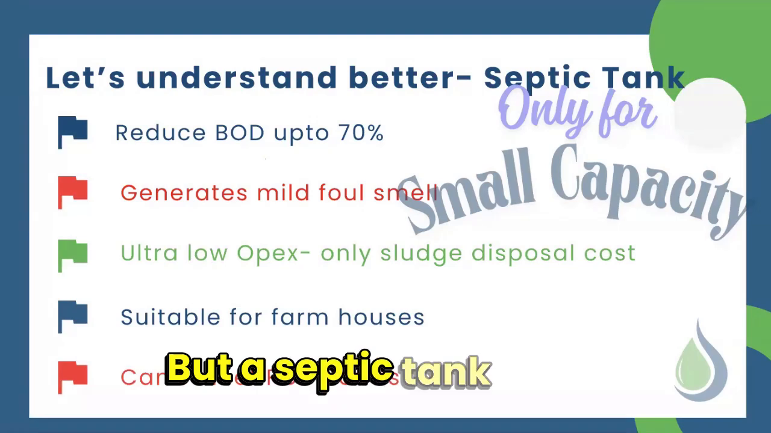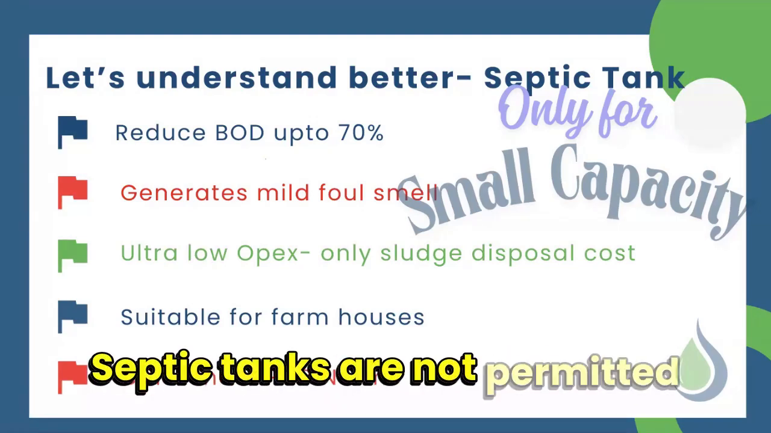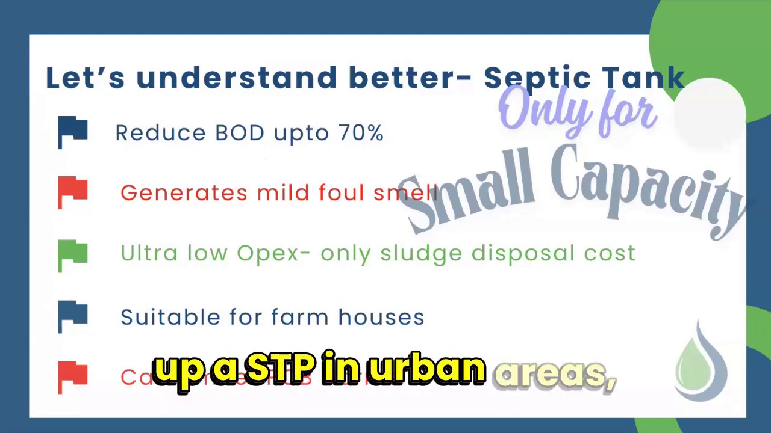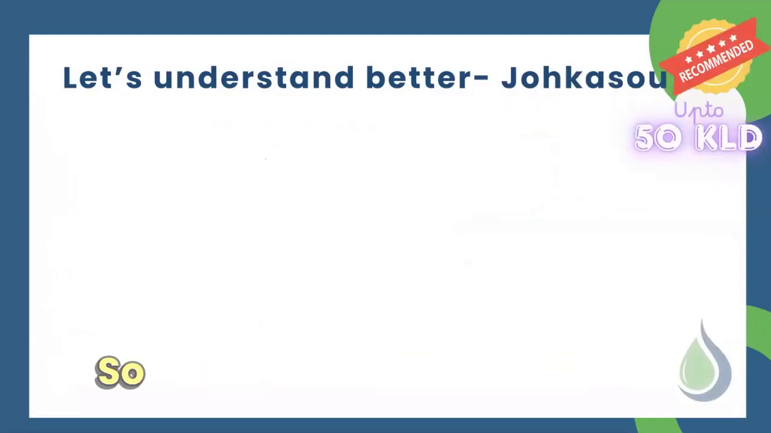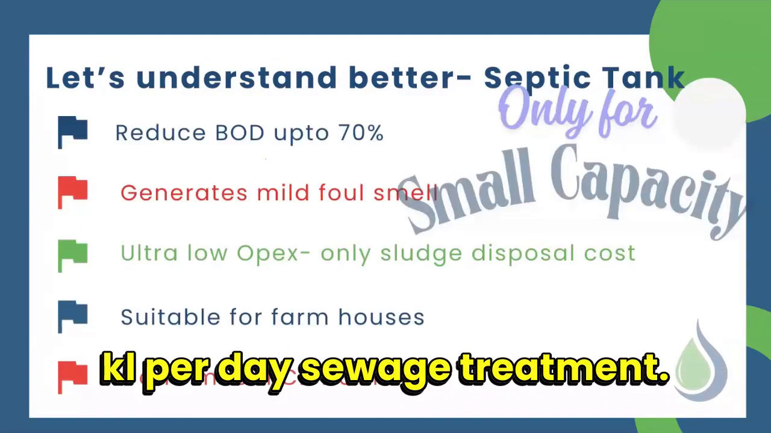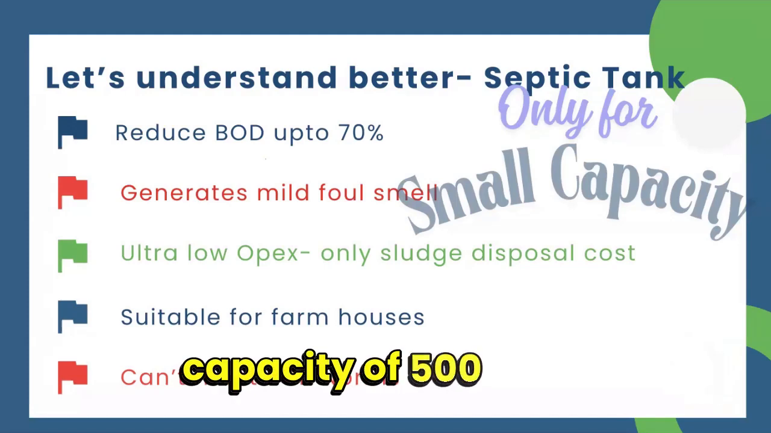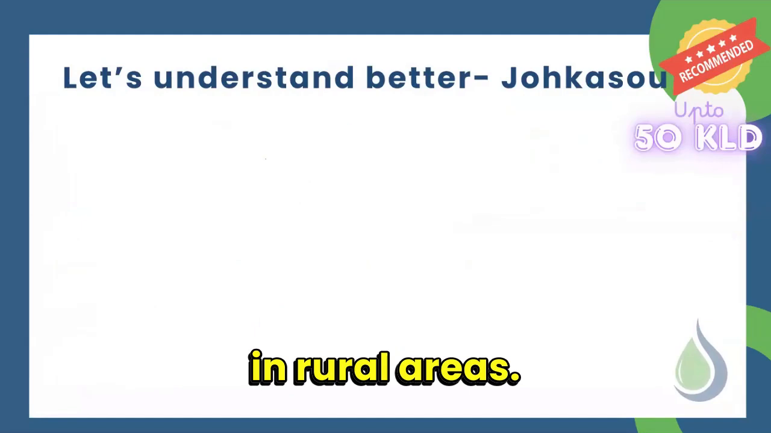But a septic tank is not a sewage treatment plant. Please understand this. Septic tanks are not permitted by the Pollution Control Board in urban areas. So if you are trying to set up an STP in urban areas, then a septic tank alone will not be sufficient. A septic tank can be used for cases where there is 1 to 2 KL per day of sewage treatment. The recommendation is only for very small capacity, 500 liters per day, 1000 liters per day kind of applications in rural areas.